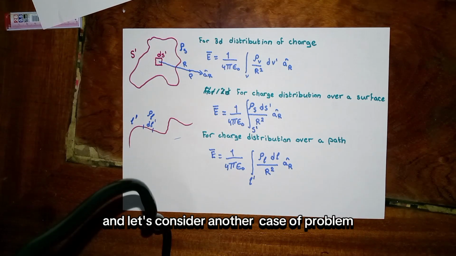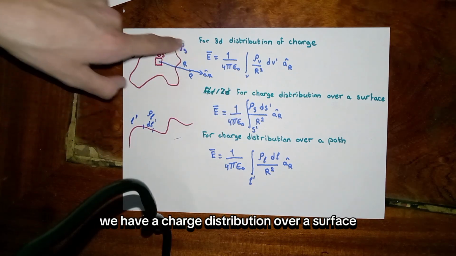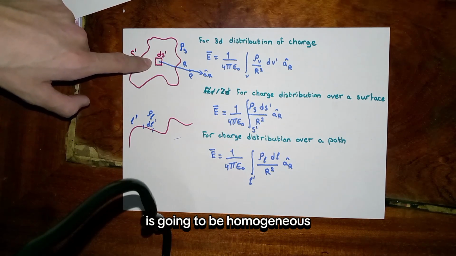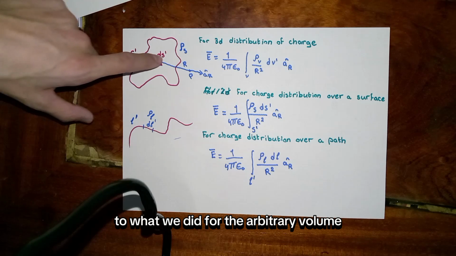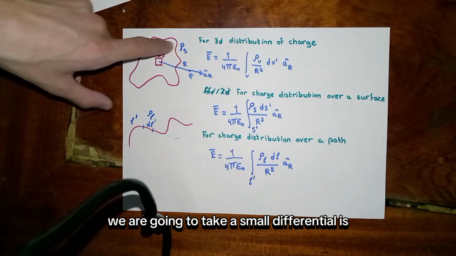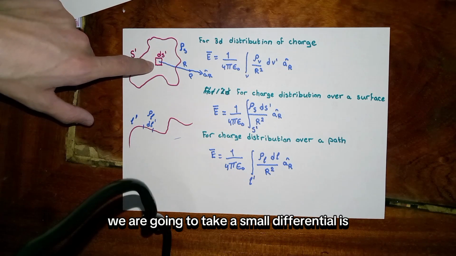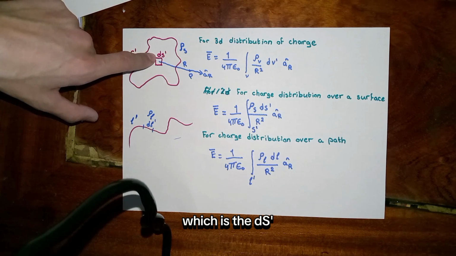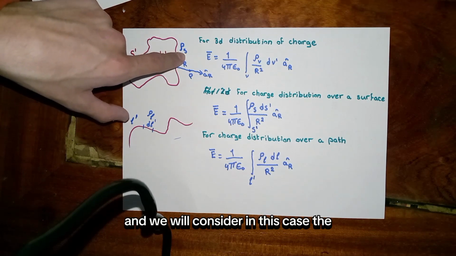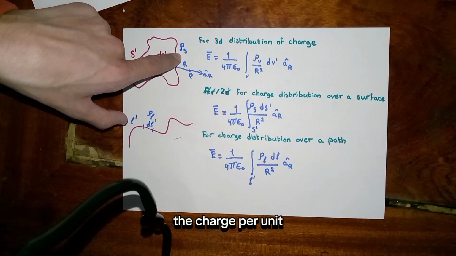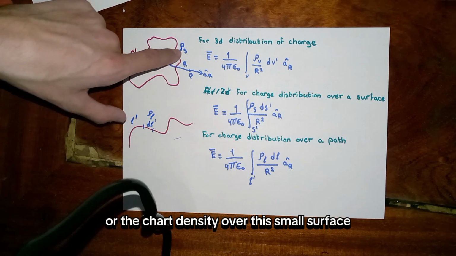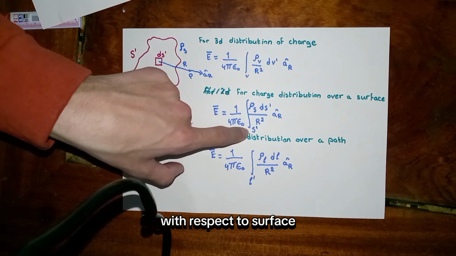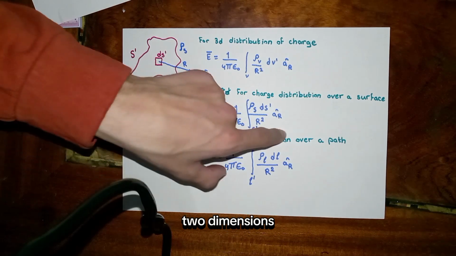Let's consider another case of problem. We have a charge distribution over a surface. Our process to find the electrical field is going to be similar to what we did for the arbitrary volume. We are going to take a small differential piece of area from this surface, which is ds primed, and we will consider in this case the charge per unit area, or the charge density over this small surface. And then we are going to integrate with respect to the surface. We are going to integrate with respect to 2 dimensions.